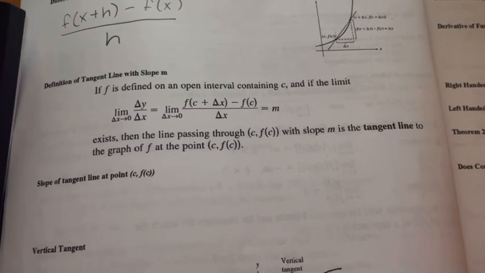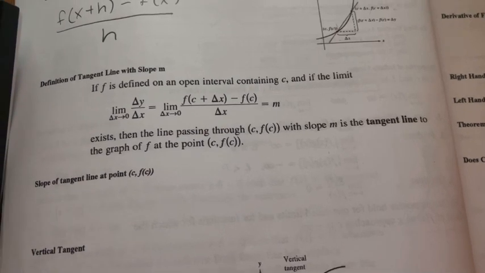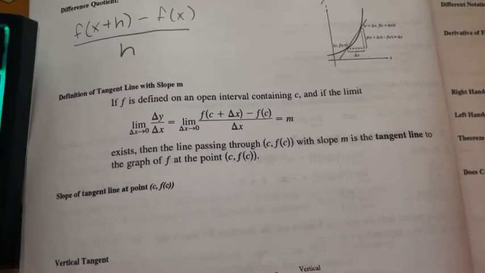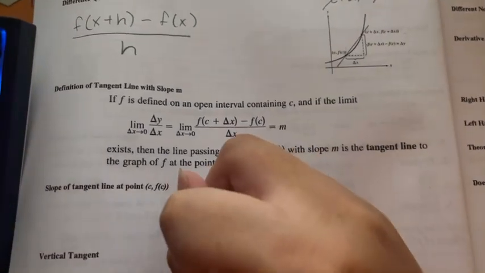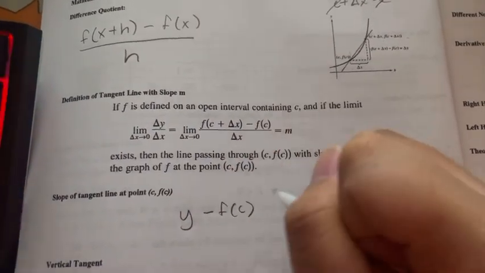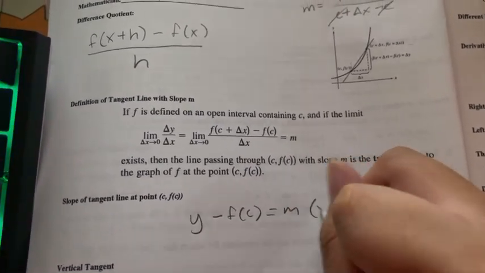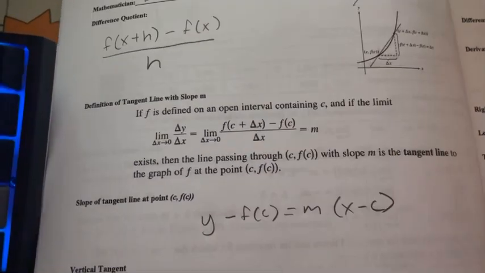The slope of the tangent line at point (c, f of c), the equation is going to be y minus f of c equals m times x minus c.